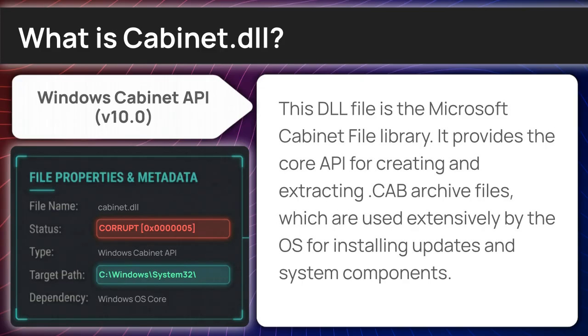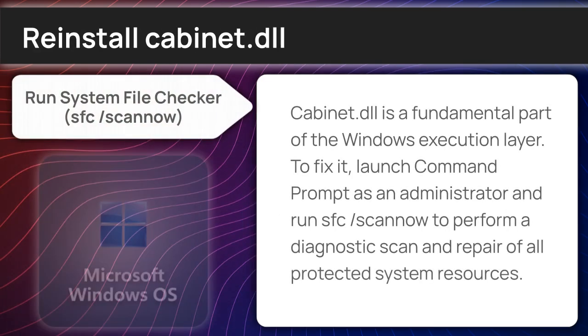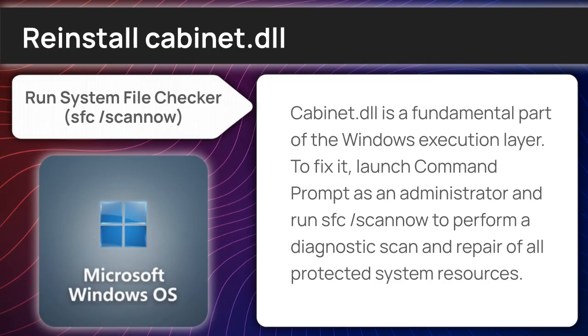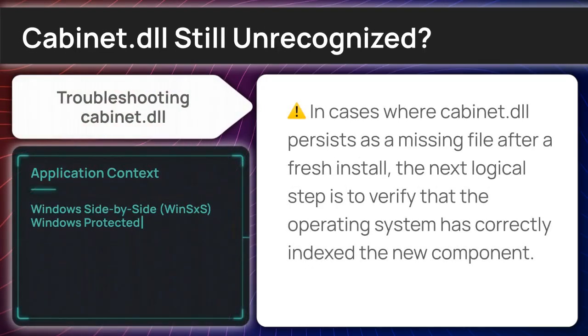Knowing the file's purpose is helpful, but now we need to physically restore it. The Cabinet Library DLL is a core Windows component. Launch an elevated command prompt and run sfc /scannow to scan for corruption and automatically replace missing or damaged system DLLs. If that initial setup didn't clear the pop-up, let's examine the specific initialization sequence assigned to your application's directory.